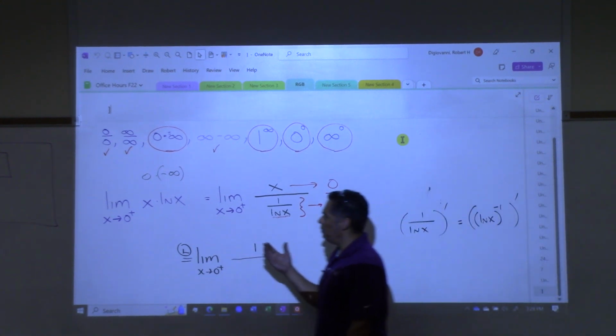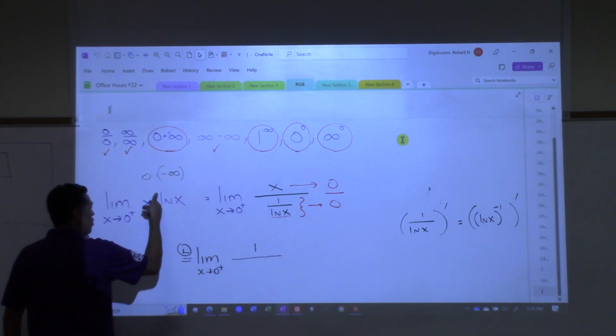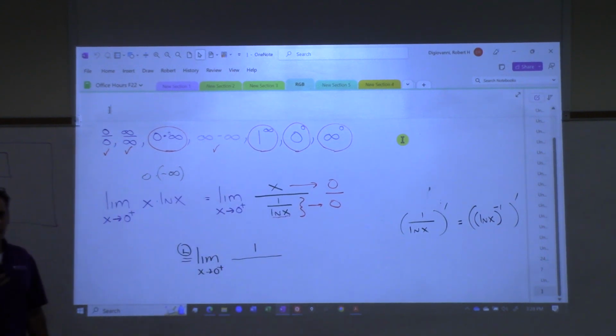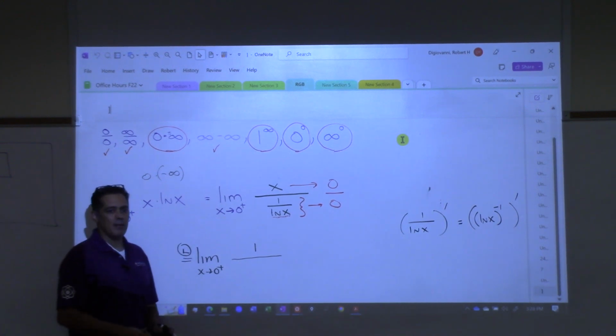So even though you have the freedom to choose which one you're going to drop, usually one way is better than the other. And in this case, dropping the x is definitely better than dropping the natural log.